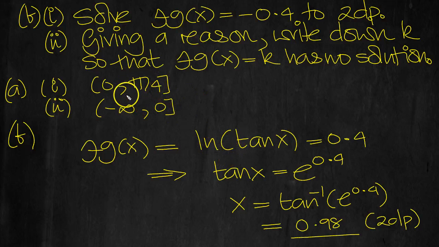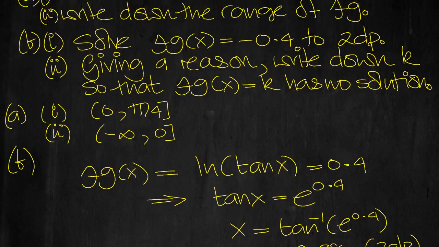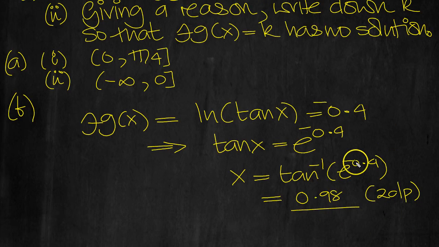Okay, let's just double check this now. This is the domain, this is the range. Okay, so this fg is 0.4. Minus 0.4. I was worried about that, wasn't it? So that's minus 0.4. And minus 0.4 here. So I was thinking it wasn't in the range, in the values.